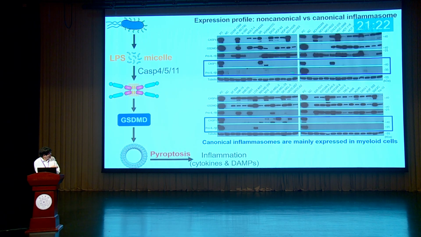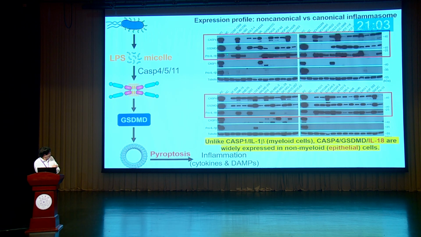As you can see from this panel of epithelial cell line profiles, we profiled the expression of the inflammasome components. You find that caspase 1 and IL-1 beta are rarely expressed in those non-myeloid cells, consistent with the established knowledge in the field. However, if you look at caspase 4 and gasdermin D, this non-canonical pathway for detecting cytosolic LPS, you will find that they are widely expressed across the different epithelial cell lines. In addition, we also found that pro-IL-18 is also widely expressed in those cells.